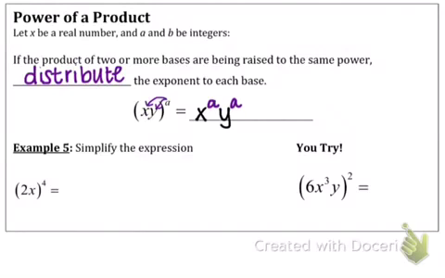In the example here, we have 2x all raised to the 4th power. So that means each term inside this 2x, the 2 and the x, will both be raised to the 4th power. So we have 2 to the 4th times x to the 4th power. Since 2 to the 4th power has a base that is a number, we can evaluate 2 to the 4th, which will be 16, and then just carry over our x to the 4th.